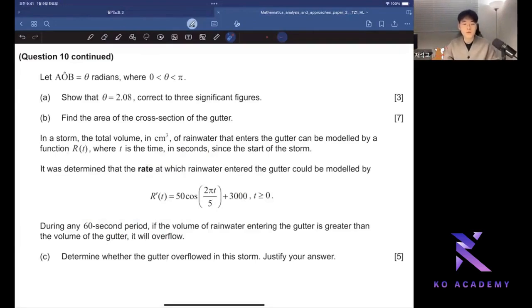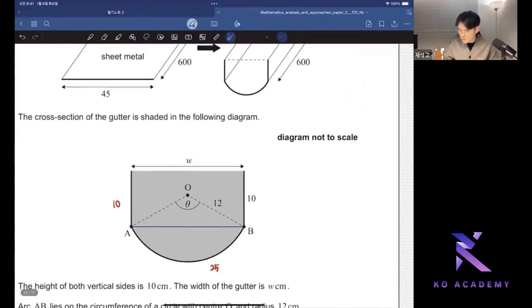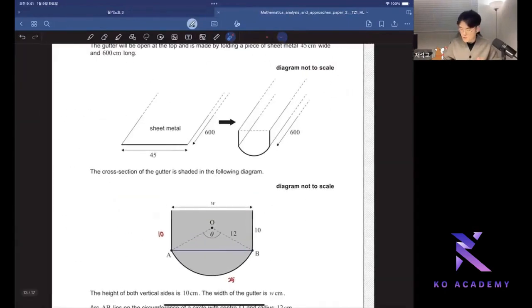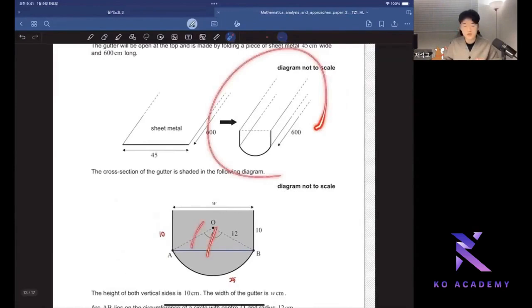Is that okay up to this point? So what do we need to do first? So what have we done so far? We calculated the cross-sectional area, but why did we do that? This is actually the cross-sectional area of a three-dimensional shape. So now that we found the base area, if we multiply it by 600, we can get the total volume.